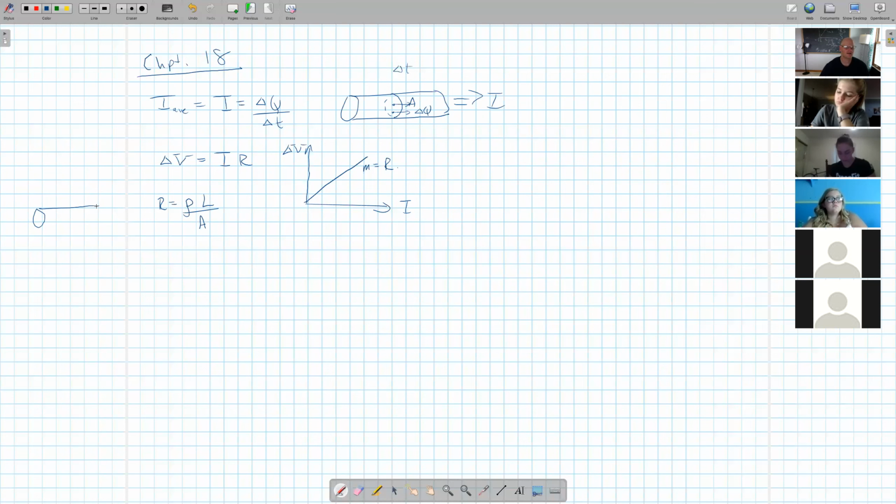So again, here's our wire or our element. L is simply equal to the length of this guy. A refers to that cross-sectional area here. And then resistivity you can kind of think of as similar to density. And again, this thing is material dependent. So different materials are going to have different resistivities.